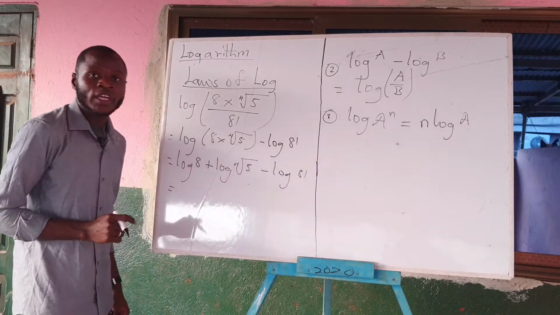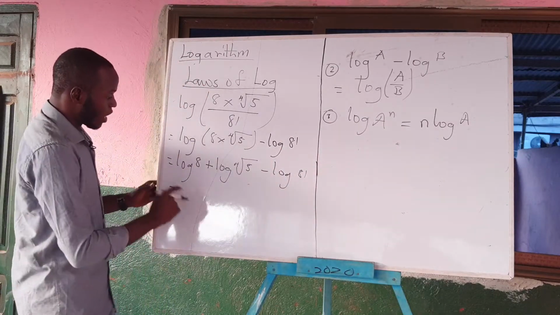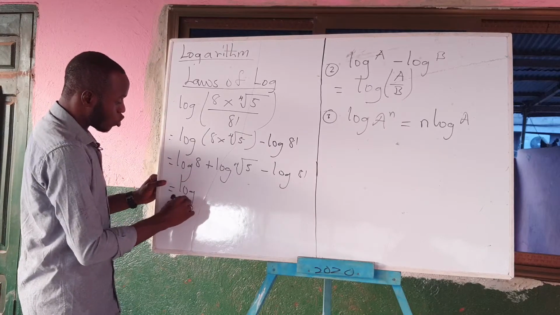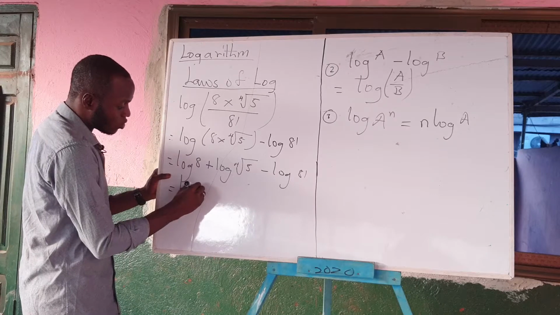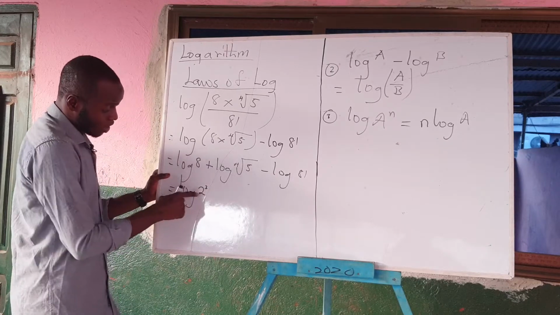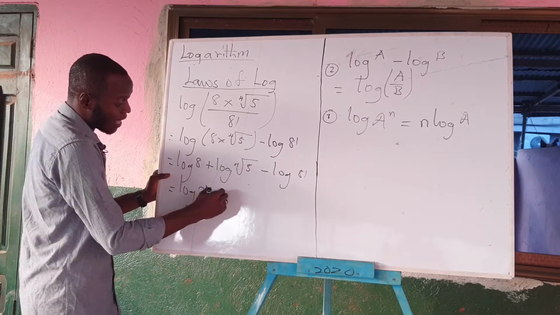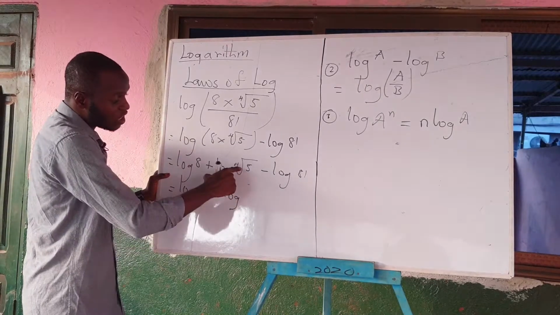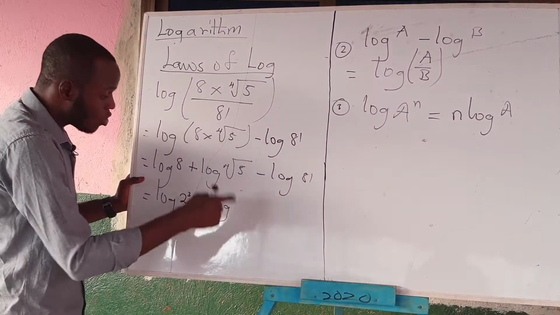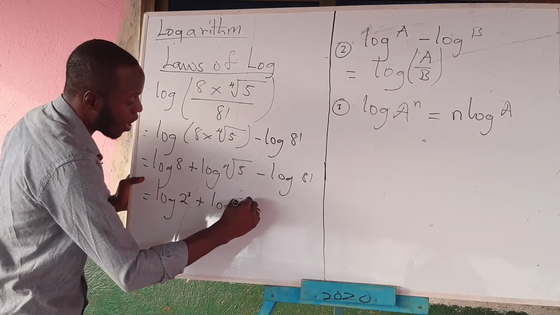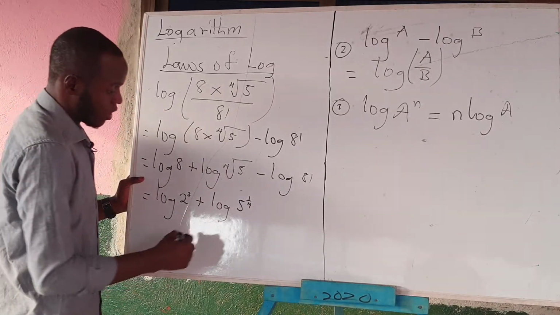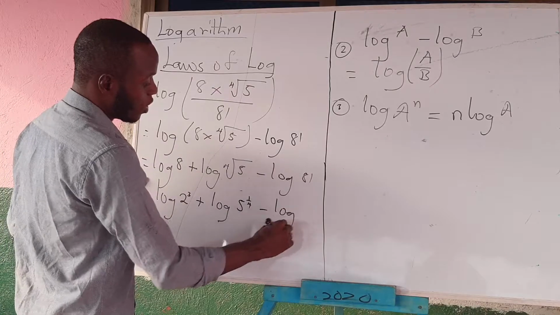Now we need to also make sure that we apply the third rule in this expression. We can rewrite 8 in a form which gives us 2 to the power 3. So it is the same as log 8 plus log, then we change the 4th root of 5 to a power, so you have 5 to the power 1 over 4, and minus log 81.